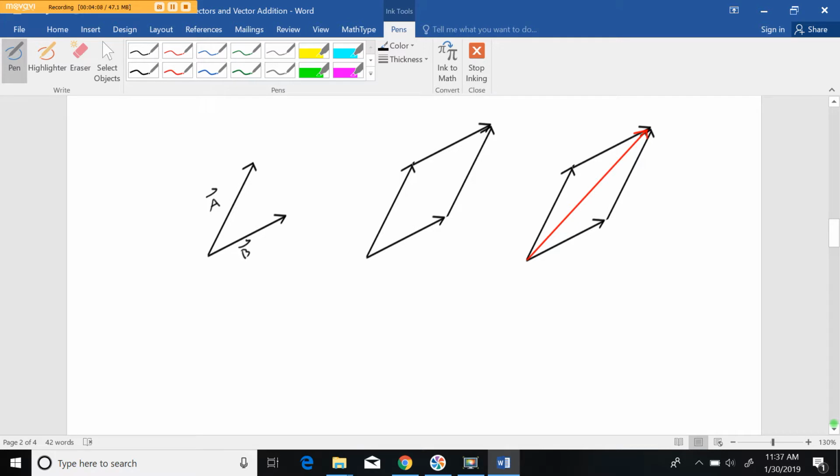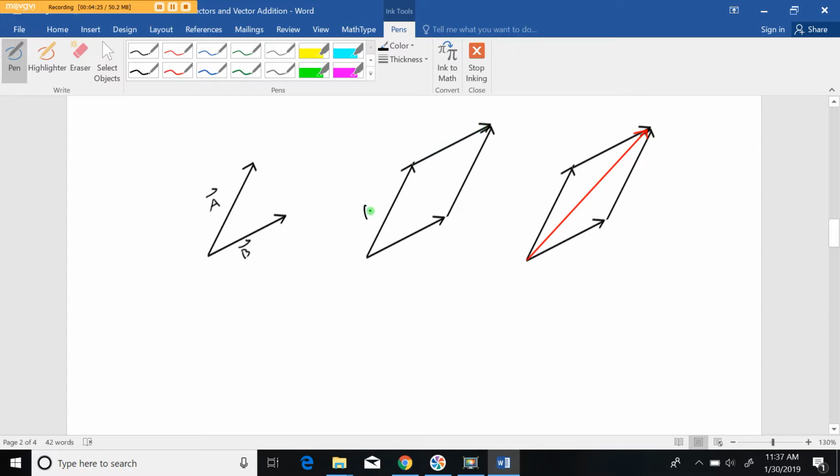This method is called the parallelogram method because when I take these two vectors, vector A and vector B, and I look at the vector addition, again, these are tail to tail. To make them tip to tail, one way to do that is take vector A, which is this one, and then draw vector B right on the end.